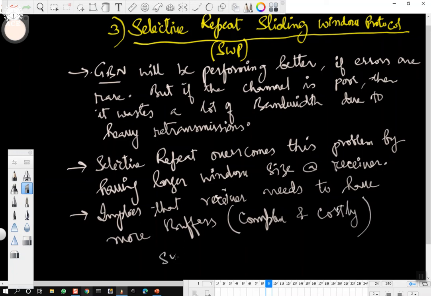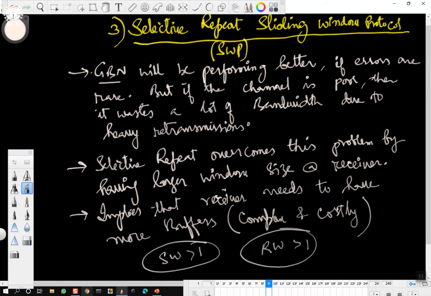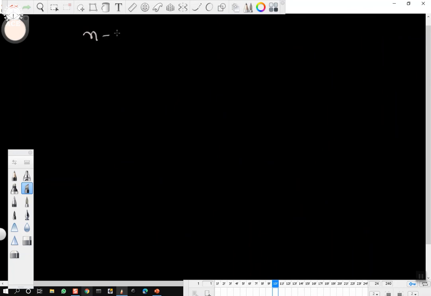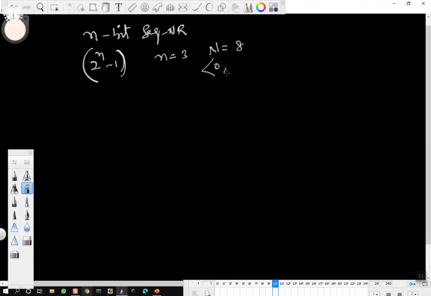So the point is, the sender window will be greater than 1. The receiver window will also be greater than 1. What is the maximum value it can have? Like for example, I'll assume again I'm using an n-bit sequence number. The maximum value I can have is 2 power n minus 1. Like if I take n equal to 3, total number of sequence numbers are 8, numbered sequentially 0 to 7. That's what I wrote, 2 power n minus 1. So 7 is 2 power 3 minus 1. This is called the maximum sequence number, 7.